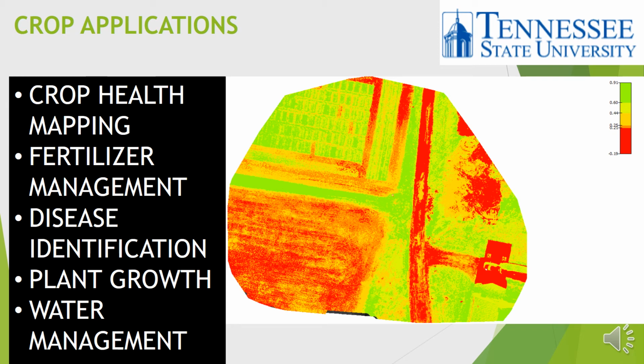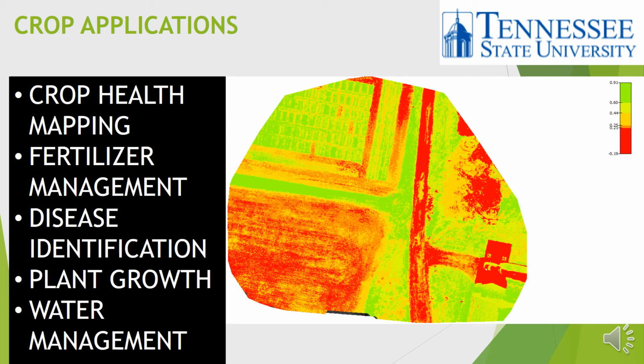The next application is looking at plant growth. So if we take drone data, we can look at the digital surface model of the crops over time, and based on that we can estimate the rate of growth of that crop within that particular system.